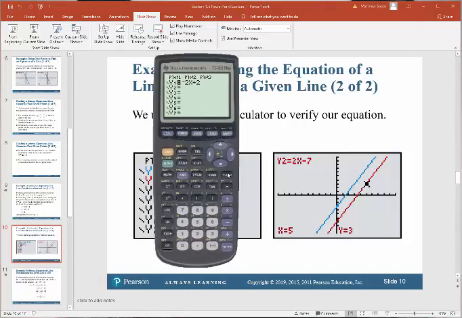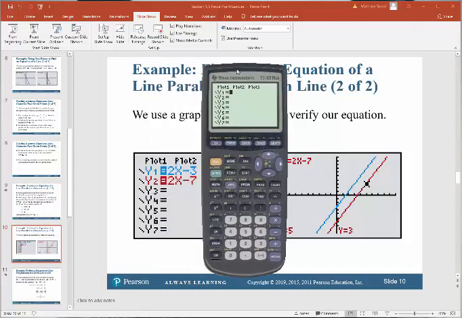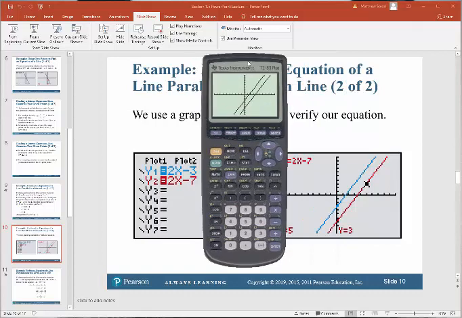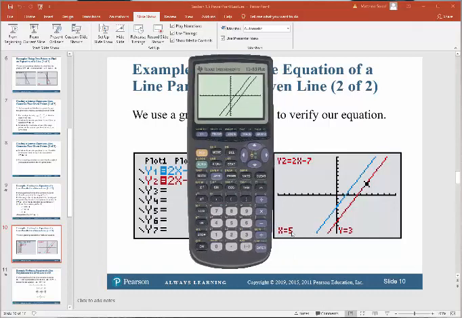I'm going to go to the y equals, I'm going to clear out. So my first was 2x minus 3. My next one was 2x minus 7. And when I graph, you can see the two lines right there. So remember this bottom line had to contain the point 5, 3. Right, so when I go back in y equals, look, the bottom line is 2x minus 7.